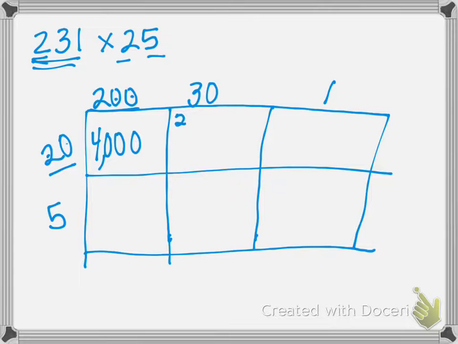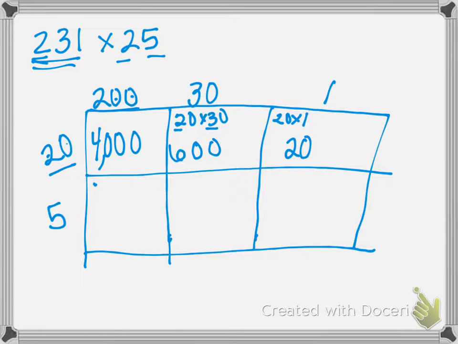So then this box is going to be our 20 times 30. 30 is right above us, 20 is to the side. We have 6, 2 zeros. In this box right here, we're going to have 20 times 1. 1's above us, 20 is to the side. We end up with 20.